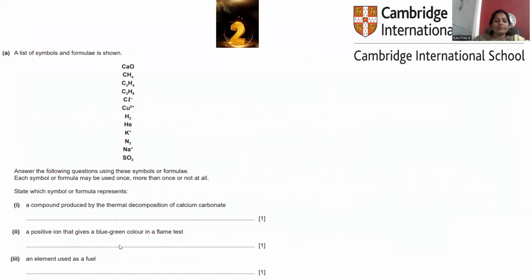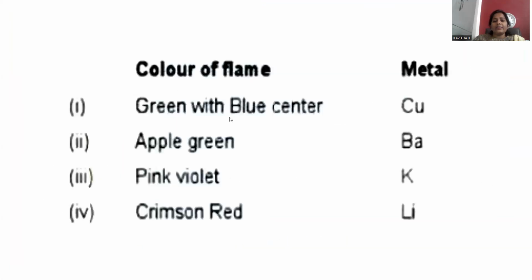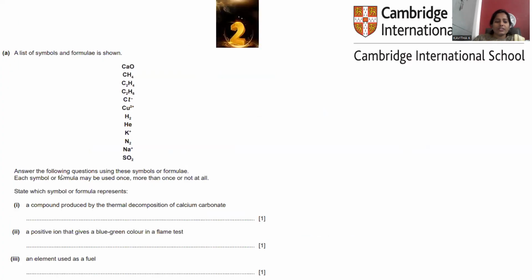A positive ion that gives the blue-green color on the flame test. Whenever the flame test is carried out, a green-blue color at the center is produced by copper. Copper is a metal. All metals give a characteristic flame test reaction. With barium, an apple green color appears. Potassium gives pink violet, and lithium gives crimson red. Blue green color at the center is generated for copper. This is the way question number two is answered.